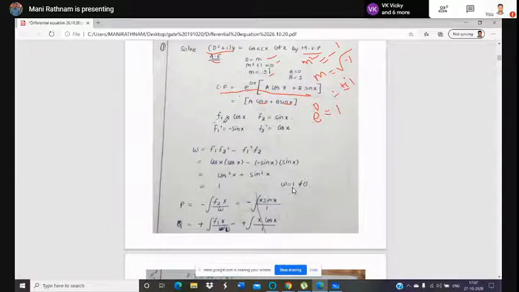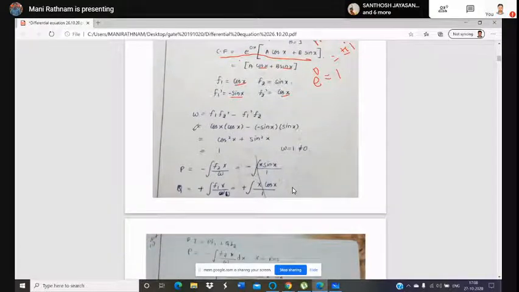So f1 is cos x; we differentiate it. You should know the basic differentiation formulas, like differentiation of cos is minus sin x, e power x and so on. So f1 dash, the differentiation of cos x, is minus sin x. f2 is sin x, and f2 dash is the differentiation of sin x, which becomes cos x. So the Wronskian W equals f1 f2 dash minus f1 dash f2. This is the formula for the Wronskian W.